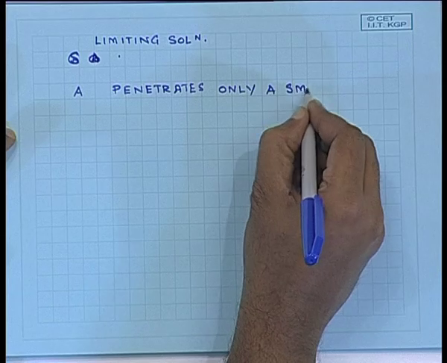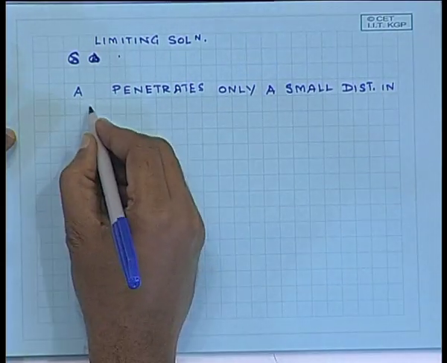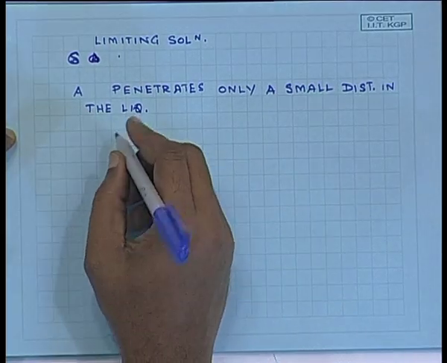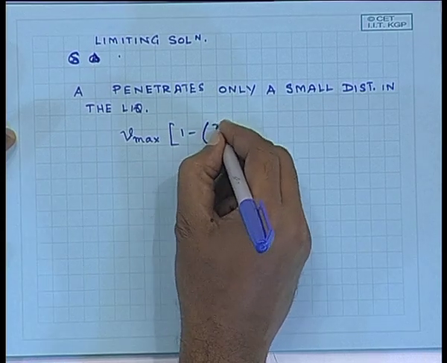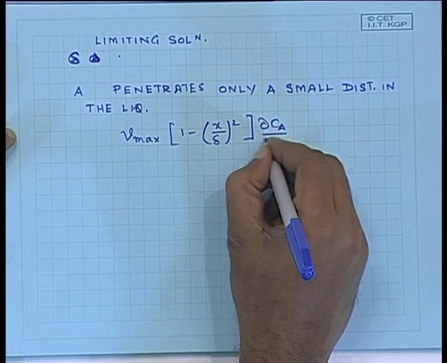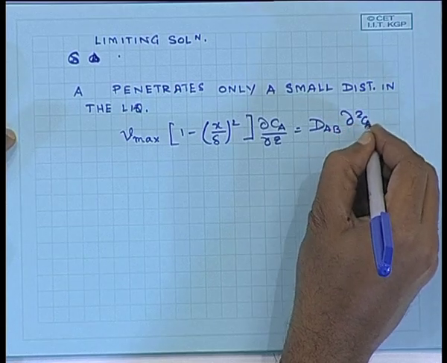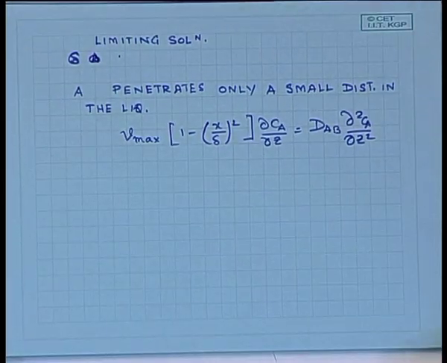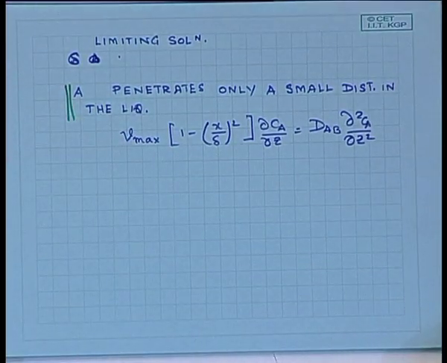That A penetrates only a small distance in the liquid. Remember, our equation is Vmax, this is my governing equation, and the extra condition which I have put is this one, that A penetrates only a small distance in the liquid.